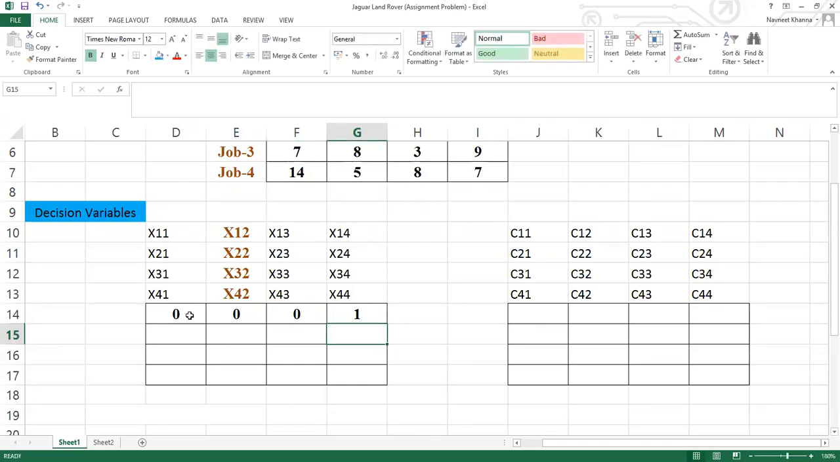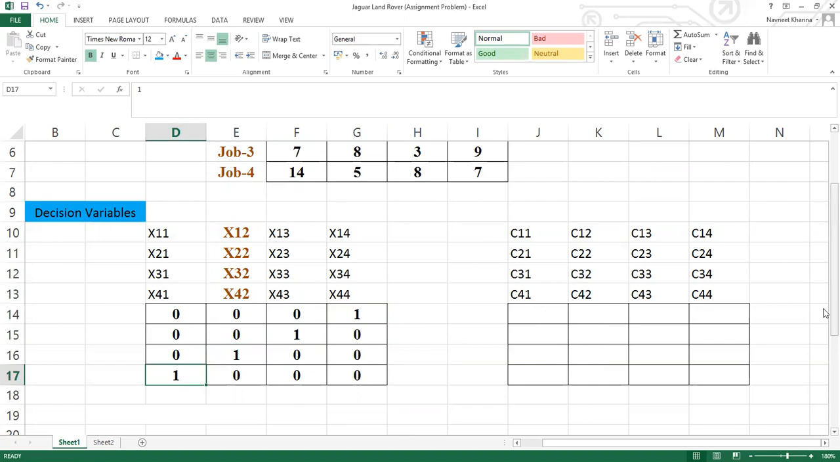Suppose I am assigning the first job to the fourth person, the second job to the third person, and the third job to the second person. Right now I'm randomly assigning the jobs. I don't know which assignment is optimal, but right now I am just assigning randomly, right? So I have assigned the first job to engineer number 4, the second job to engineer number 3, the third job to engineer number 2, and the fourth job to engineer number 1.